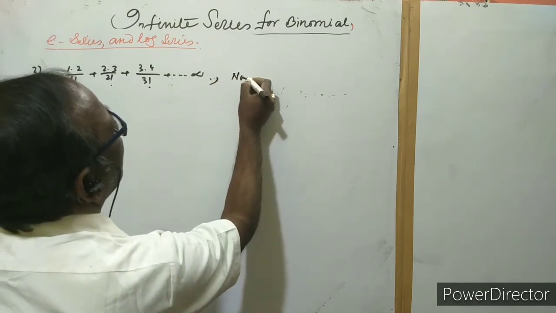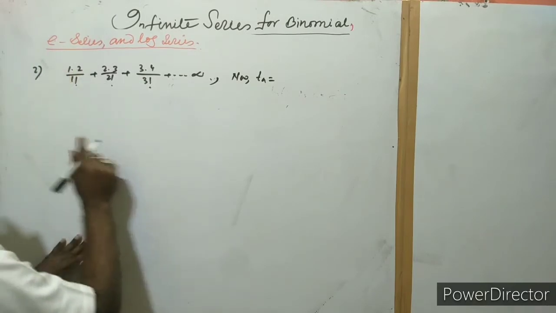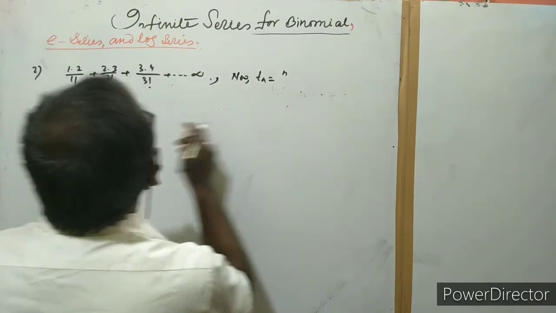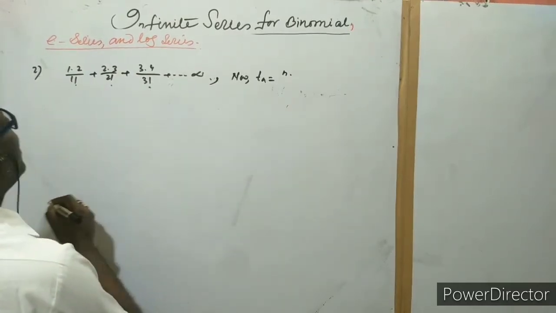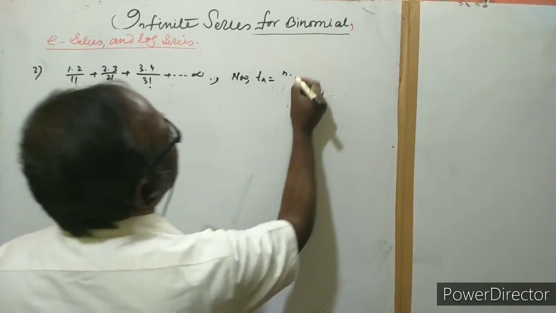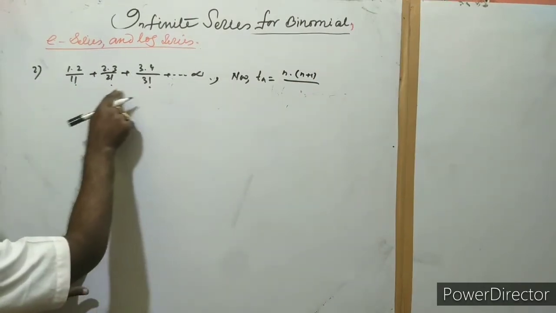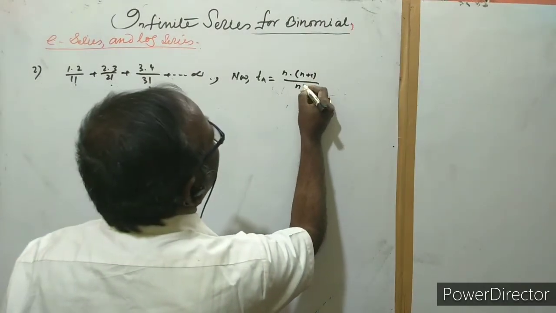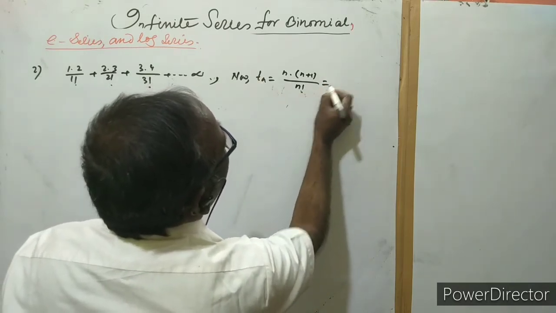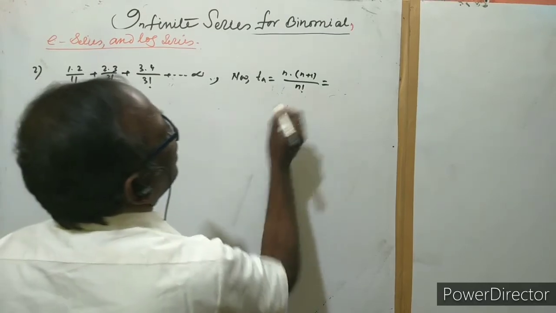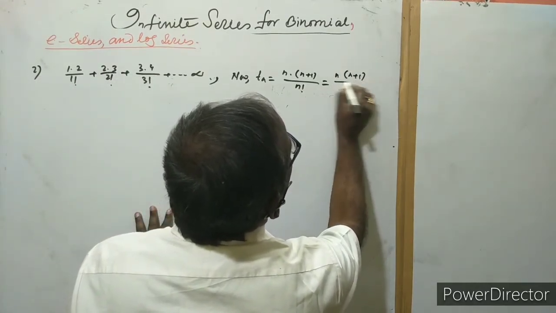Now find the nth term. This is Tn. In place of 1, 2, 3 we can write n, and in place of 2, 3, 4 that is n plus 1. After that, factorial 1, factorial 2, so this is factorial n, and this is the suffix n. So the nth term is n into n plus 1 by factorial n. Now simplify.